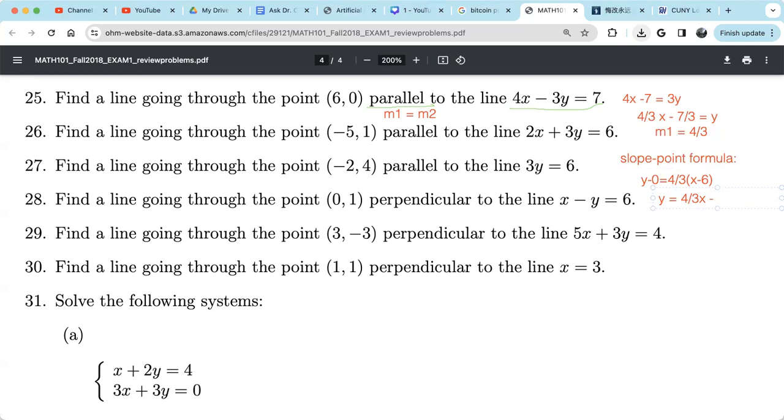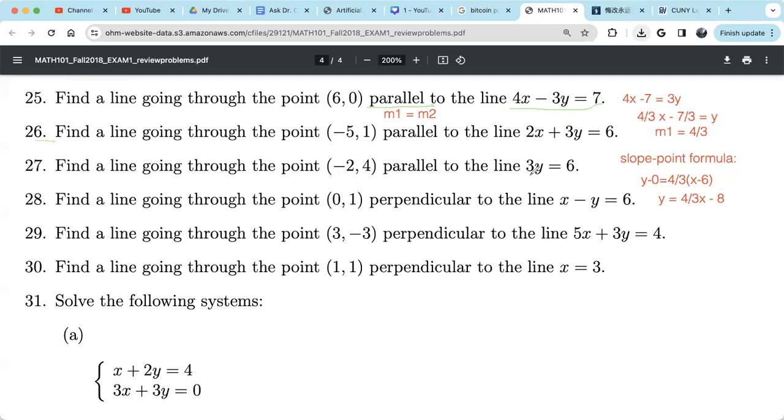So 4 over 3 times 6 is the same as 4 times 6 over 3. 6 divided by 3 is 2. 2 times 4 is 8. So the answer for 25 is y equals 4 over 3 x minus 8. And 26 is similar, right? So you do 26 yourself.